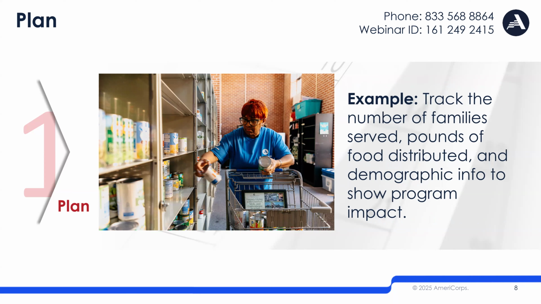impact. So in the planning stage, we ask things like, what do we want to learn? We might track how many families we serve, the pounds of foods given out, and who we're reaching. This helps show our impact.